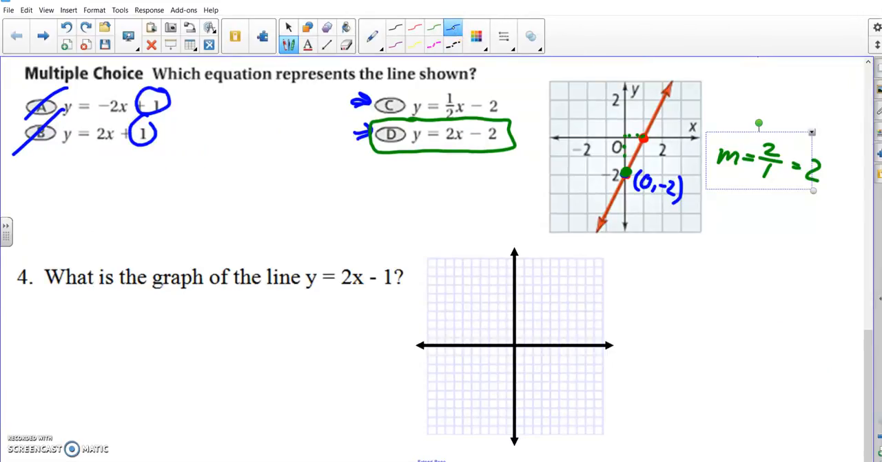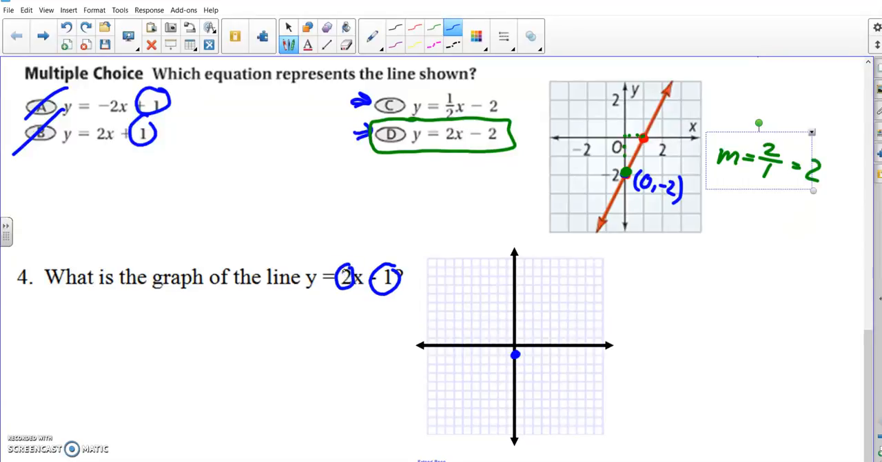We want to graph the line y equals 2x minus 1. And we're actually going to do this without even initially writing out the slope and the y-intercept, because at this point, we should be able to look at the equation and just get that information out. So we're going to start at the y-axis at -1 to represent that b value, or the y-intercept, and then we're going to use the slope.